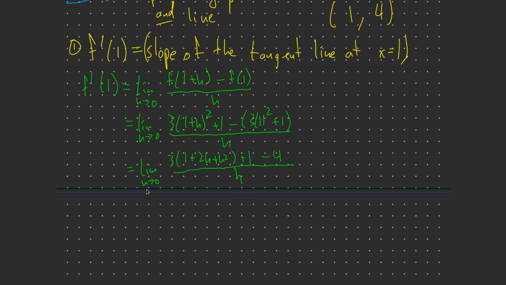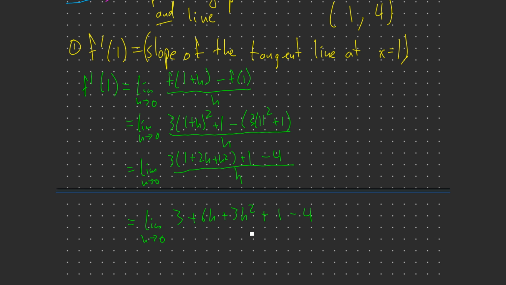We have the limit as h goes to 0 of this guy, right? And I'm just doing some algebraic manipulations here, trying to simplify it. My goal is to get the h's to cancel, okay? So we're going to distribute this through and start to cancel as much as we can. So we have the limit as h goes to 0. Then we distribute this 3 through, and we get 3 plus 6h plus 3h squared plus 1 minus 4. So 3 plus 1 minus 4 is 0.